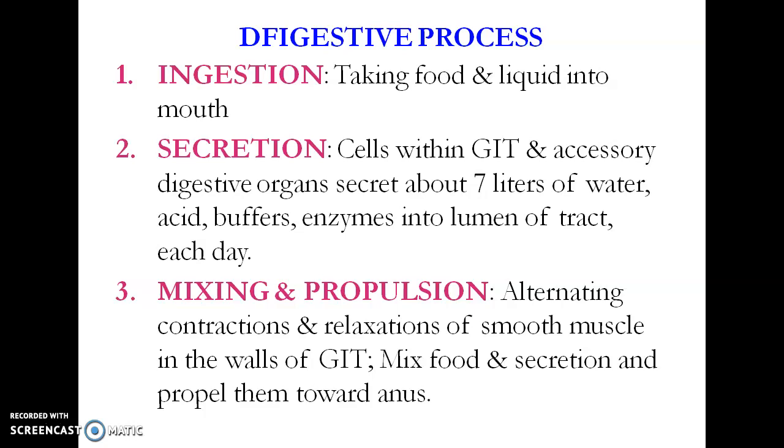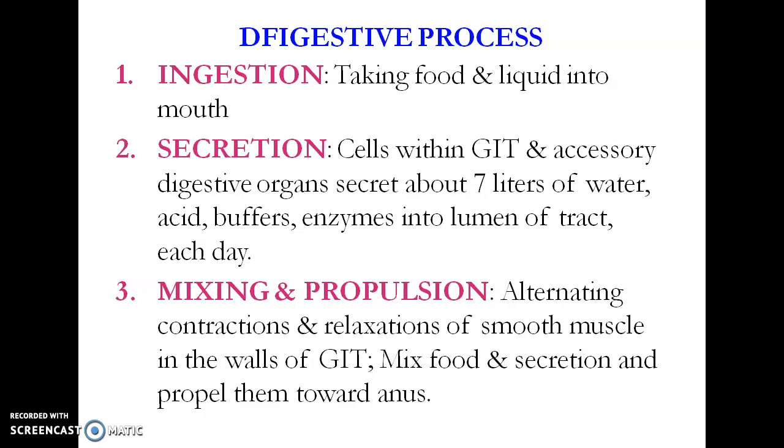Number 1 is ingestion. Ingestion means taking food and liquid into the mouth. That is a process. Number 2, secretion. Cells within the GI tract and the accessory digestive organs secrete about 7 liters of water, acid, buffers and enzymes into the lumen of the tract each day. That is the process of secretion. And all these secretions mix up with the food.